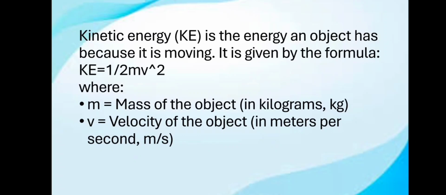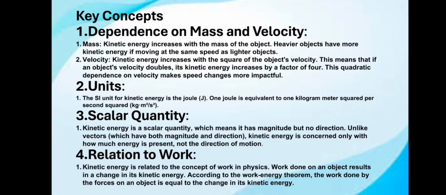The unit of mass is kilograms, kg. Then v means velocity of the object in meters per second. In the next page we can see key concepts of kinetic energy. Here you can see there are 4 points: dependence on mass and velocity, units, scalar quantity, relation to work. So now let's first understand dependence on mass and velocity.